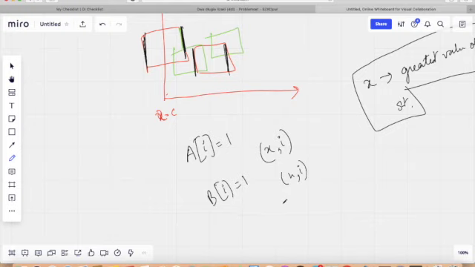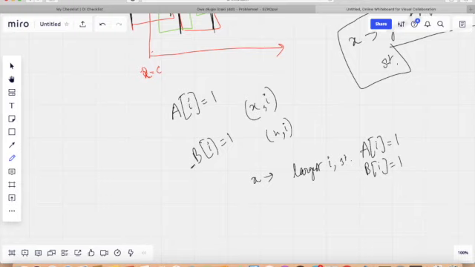So what are we effectively trying to find? For every x, the largest i such that a of i is equal to 1 and b of i is also equal to 1. This is what we want to find. So instead of it being equal to 1, let me say that it is greater than 0 for both of the cases. How does this help?